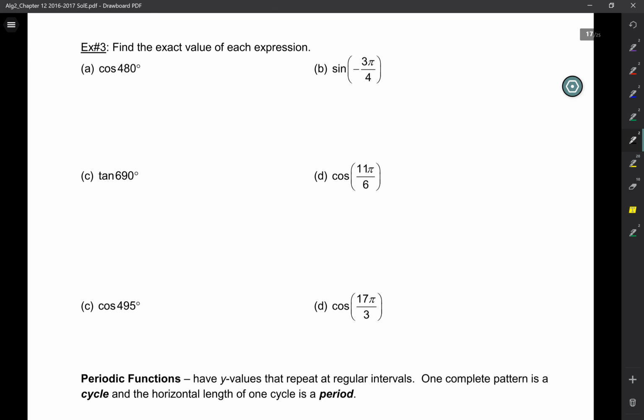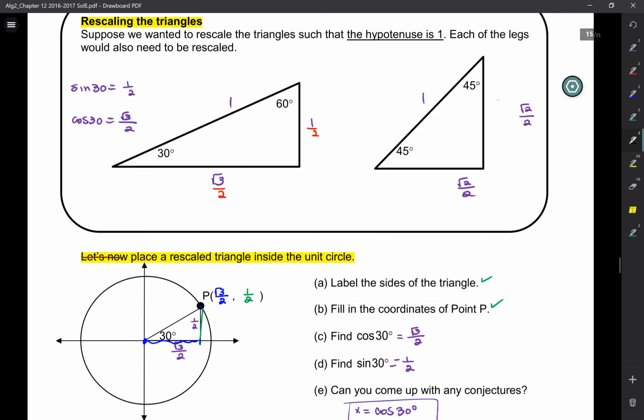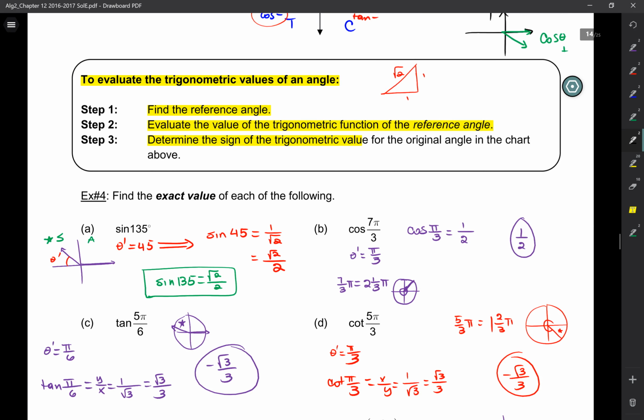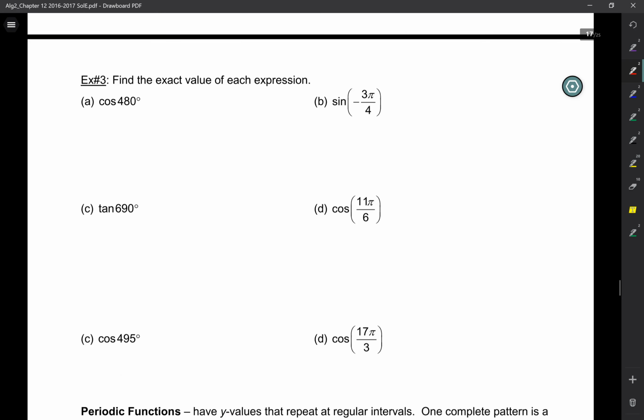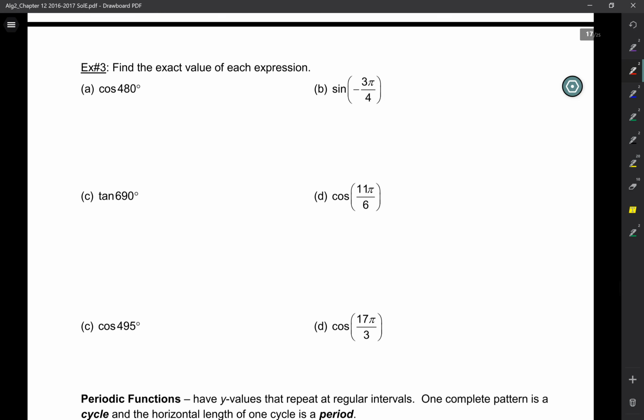This is the point, the reason why we're doing this. Earlier we learned about 3 steps of how to evaluate trig values of any old angle, and the 3 steps were: find the reference angle, find the trig value at the reference angle, and then determine the sign, the SIGN sign. Okay, so that's what we're going to do now. Cosine of 480, right?